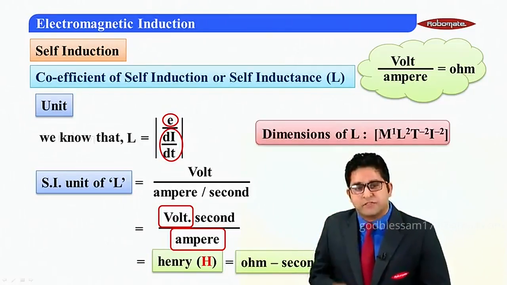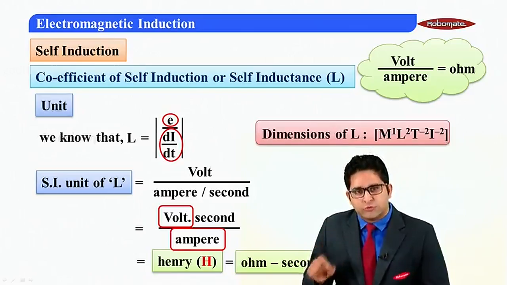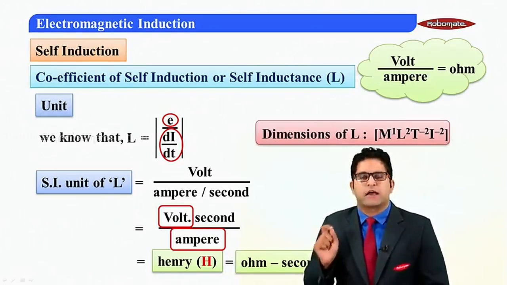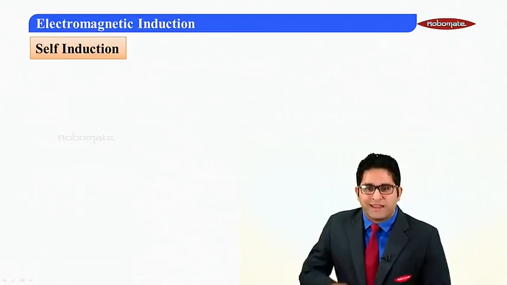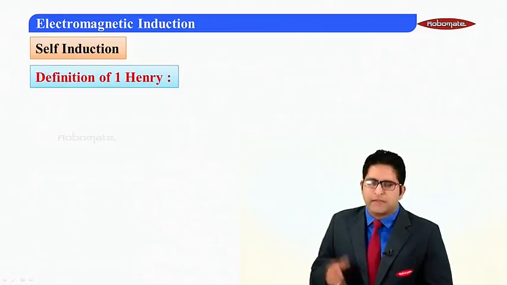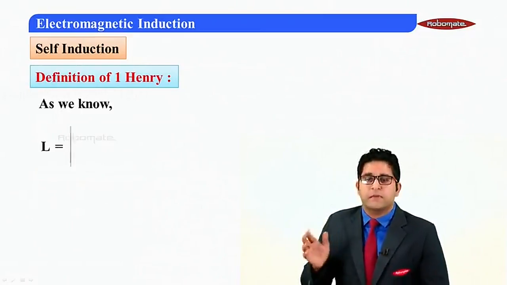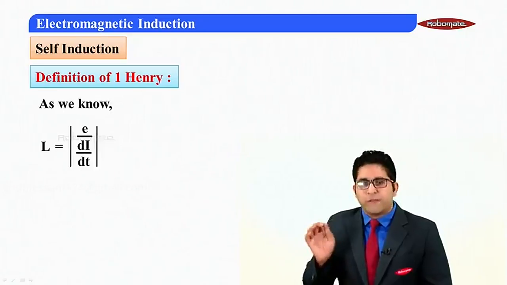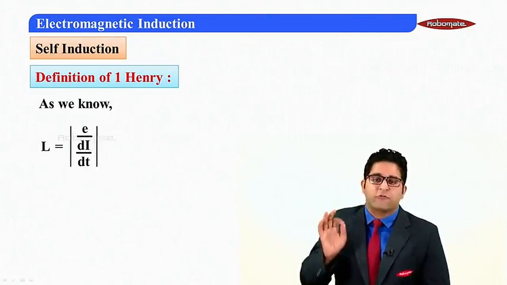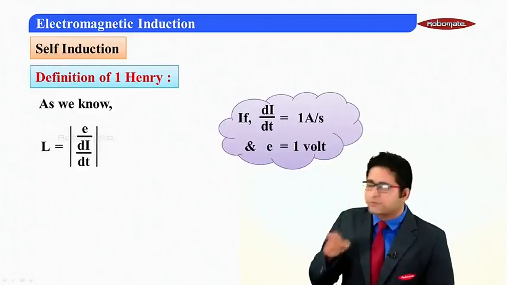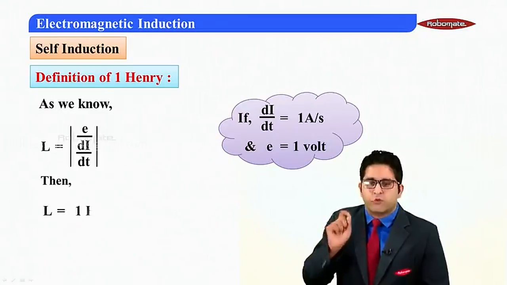Now let us move further. Let us write down the dimensions, and the dimensions of capital L are M raised to 1, L raised to 2, T raised to power minus 2, and I raised to power minus 2. Now let us define 1 Henry in this particular situation. Students, we know the basic relation L is equal to mod of E upon di by dt. Now if I place the value of E as 1 volt and di by dt as 1 ampere per second and substitute these two values, I'll get capital L equal to 1 Henry.